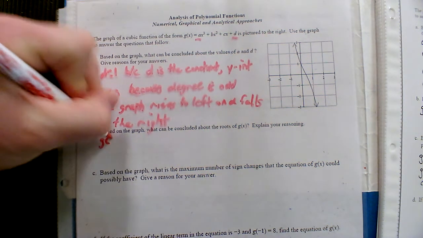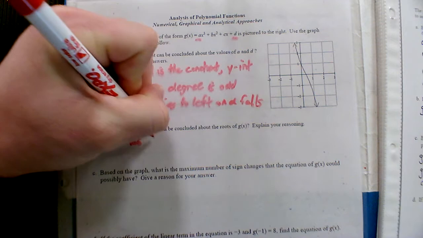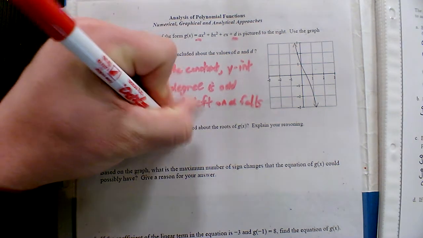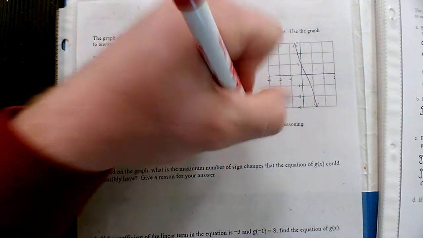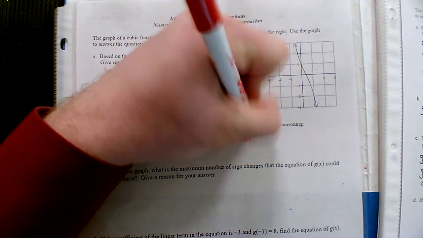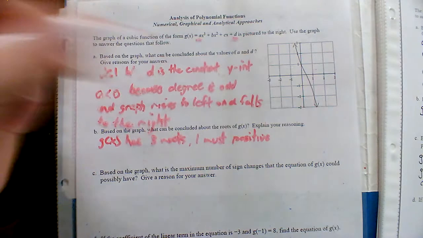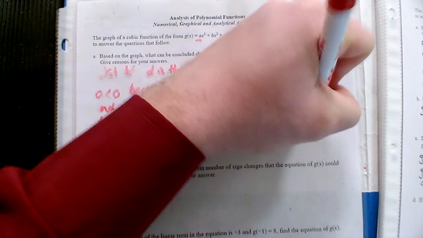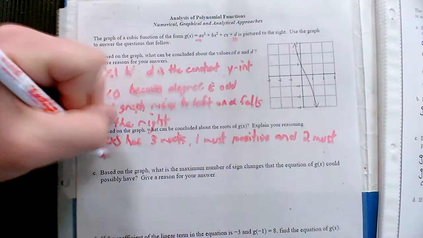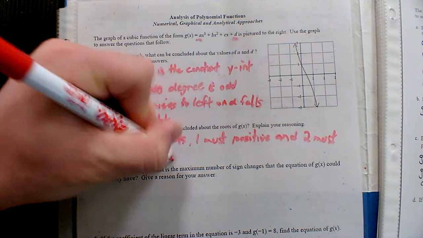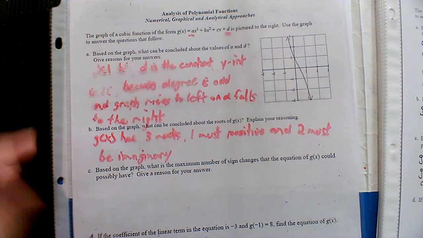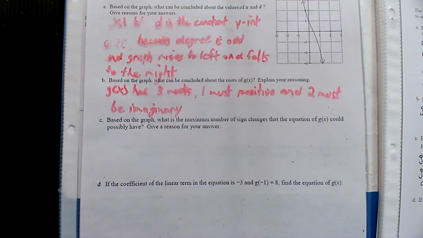Alright, so g of x has 3 roots. 1 must be positive, and 2 must be imaginary. So g of x has 3 roots. 1 must be positive, and 2 must be imaginary.